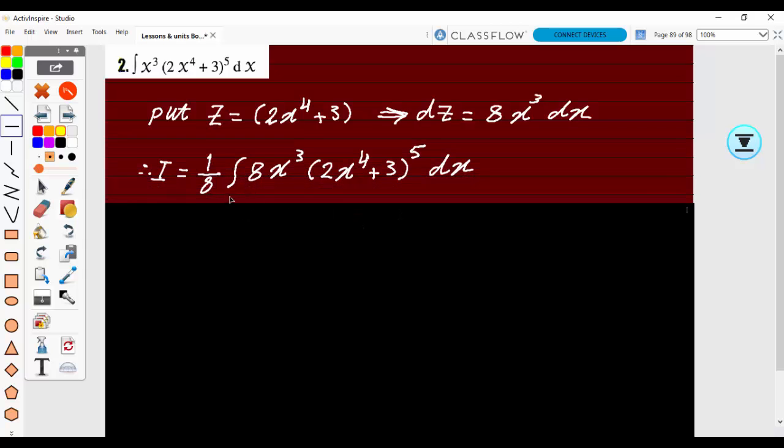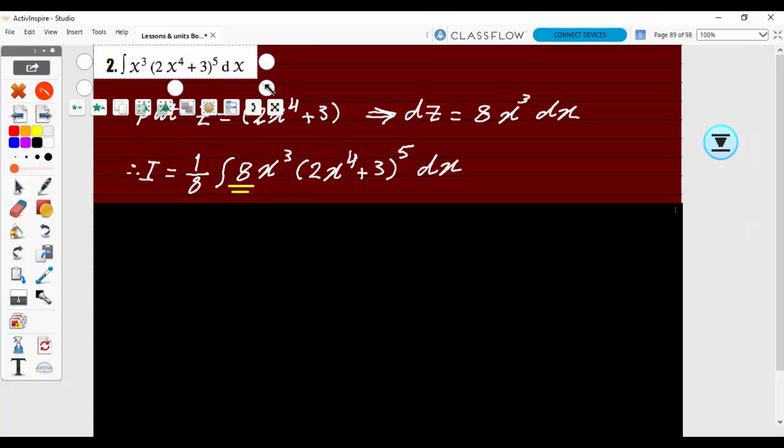But here we don't have 8, so we multiply by 8 and divide by 8 again. So the integral I equals 1 over 8 times the integral of 8x^3 (2x^4 + 3)^5. It is the same as the first form.